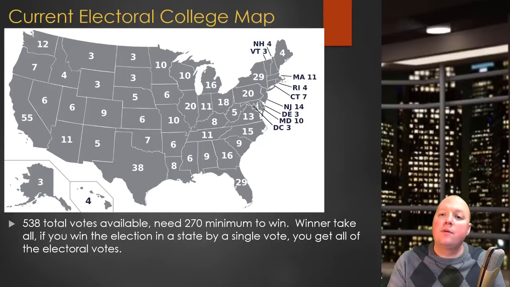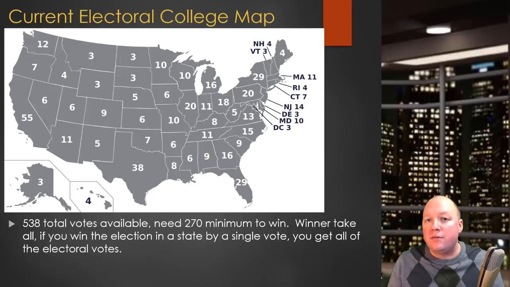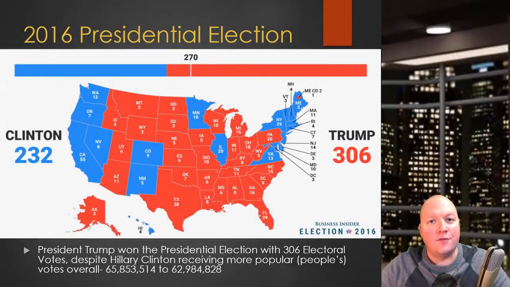So this is the number of electoral votes that are out there. Now let's take a look and see how the last presidential election worked. In the 2016 presidential election, it was Democrat, former Secretary of State Hillary Clinton, versus Republican Donald Trump.